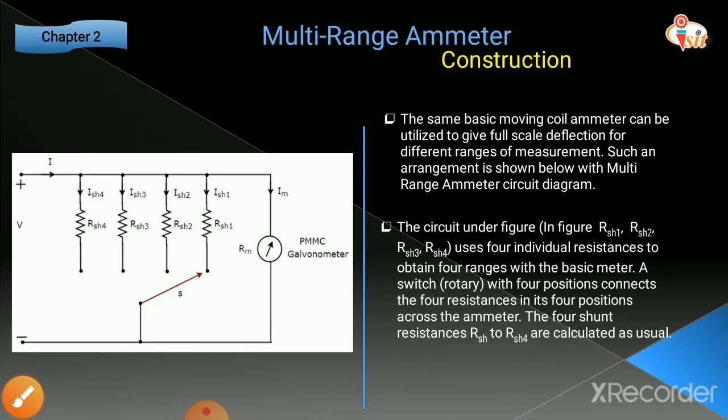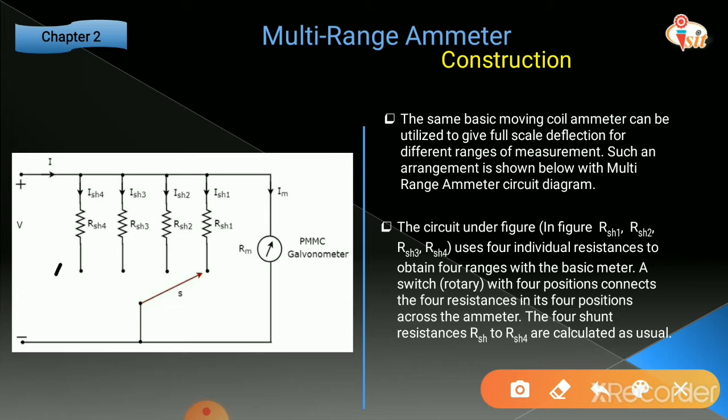In the figure, RSH1, RSH2, RSH3, RSH4 are 4 individual resistances. These are the 4 individual resistances to obtain 4 ranges with the basic meter. What is the purpose of these 4 resistances? To obtain 4 ranges for different purposes.